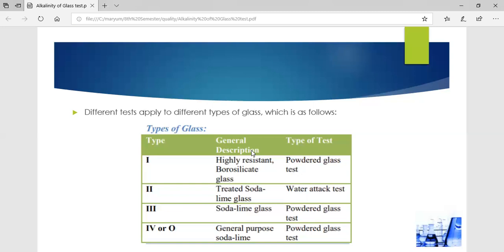Treated soda lime glass, as the name suggests, is treated with silicon dioxide to make it more protected, to decrease its leaching property, or increase its stability, or decrease its hydrolytic reactivity. The type of test we perform is a water attack test. In the water attack test, we apply temperature with the help of an autoclave so that the process of leaching increases.